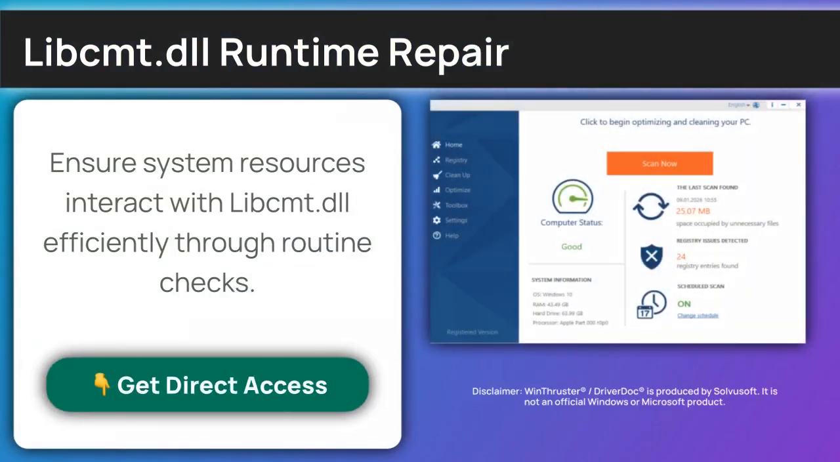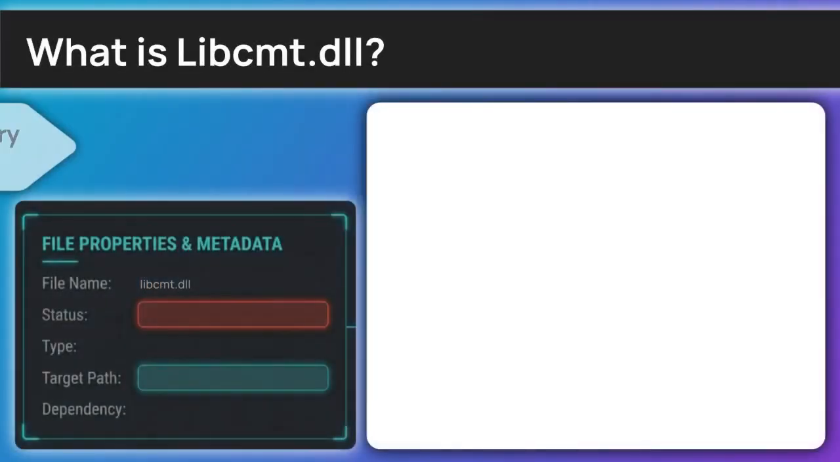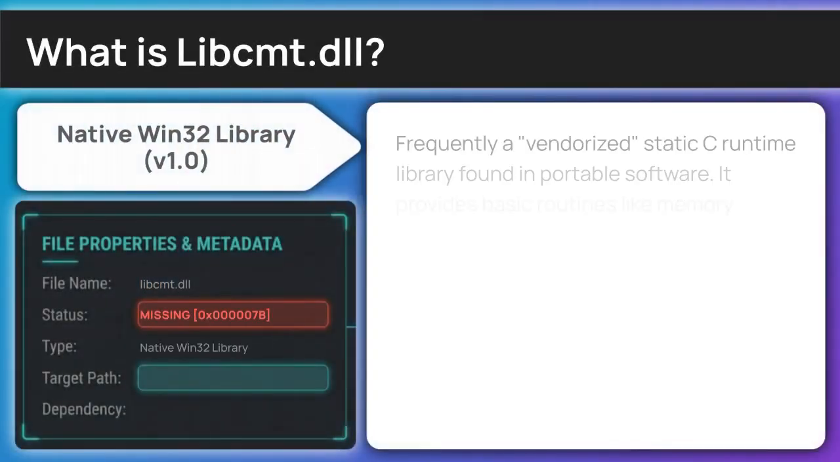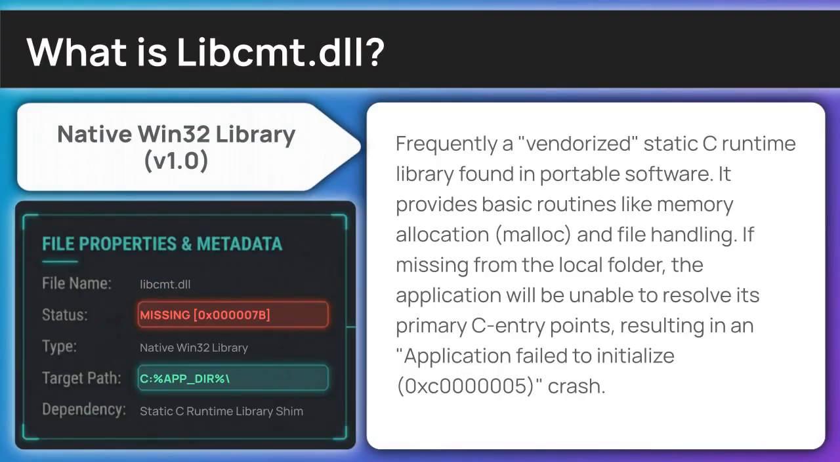This is the C Runtime Multi-Threaded Library, frequently a vendorized static C runtime library found in portable software. It provides basic routines like memory allocation, malloc, and file handling. If missing from the local folder, the application will be unable to resolve its primary C entry points, resulting in an application failed to initialize 0xC0000005 crash. Understanding the file's role is a great start.